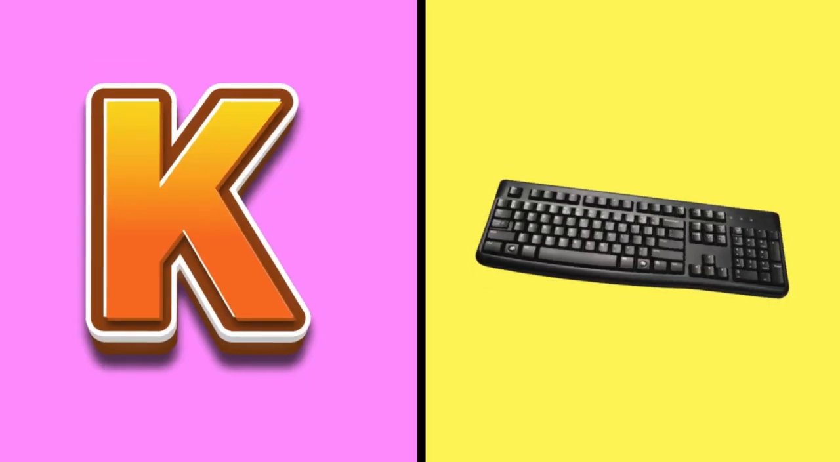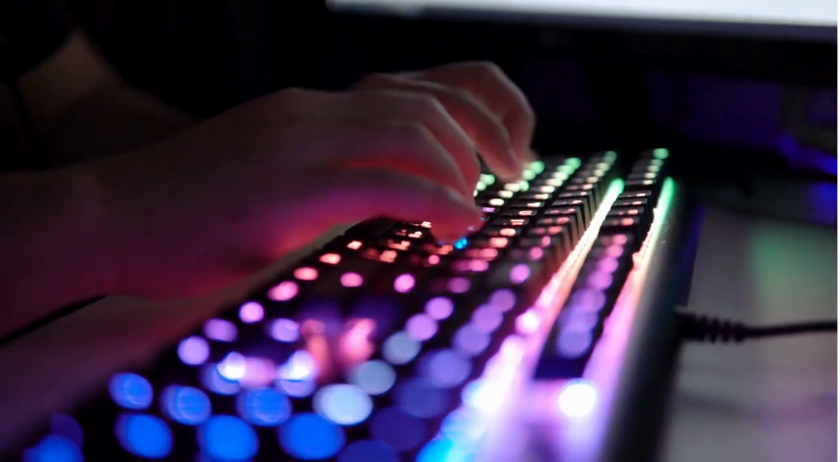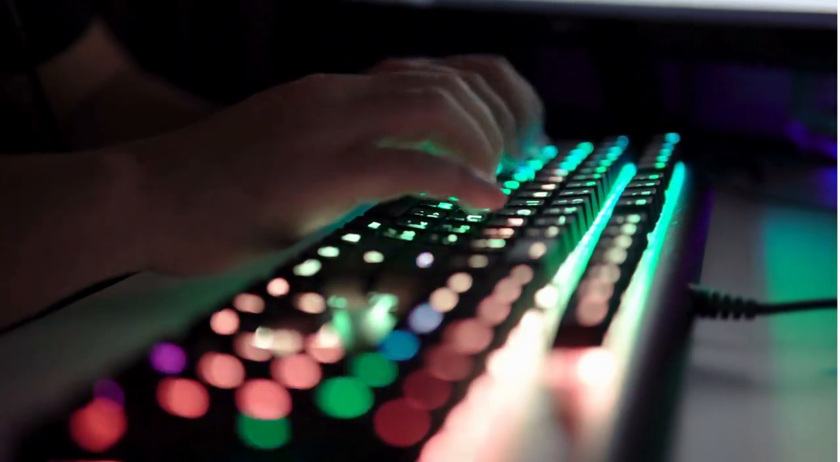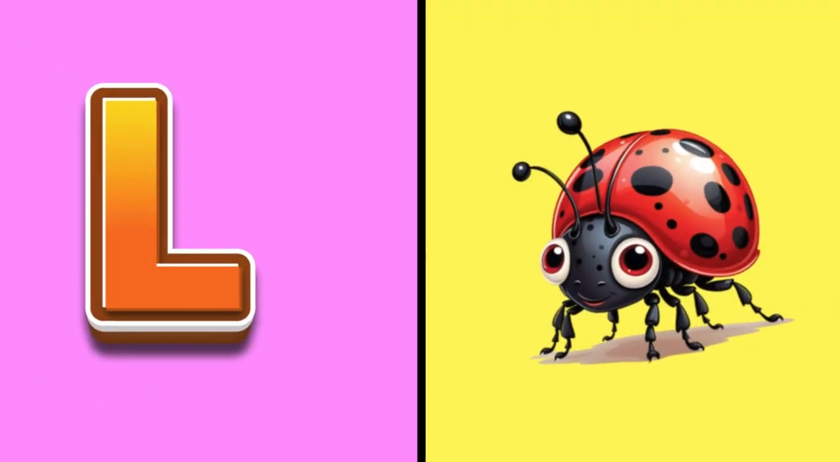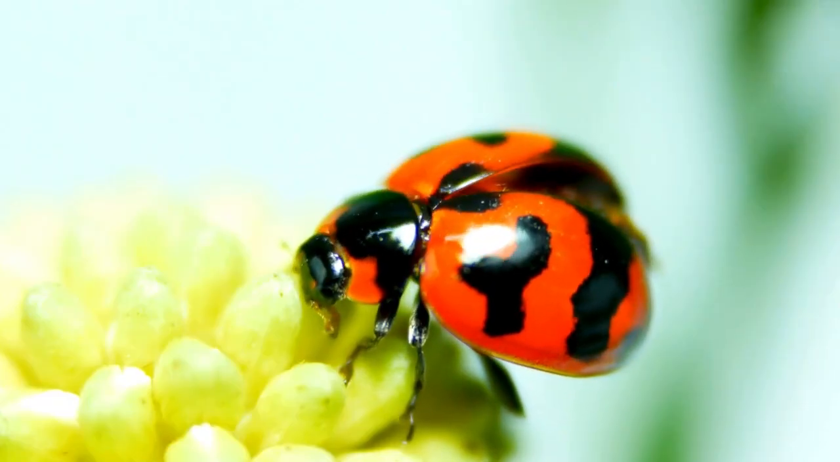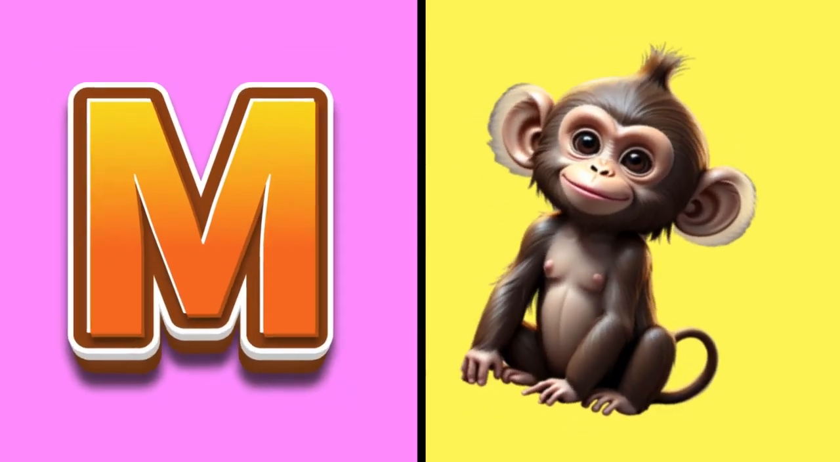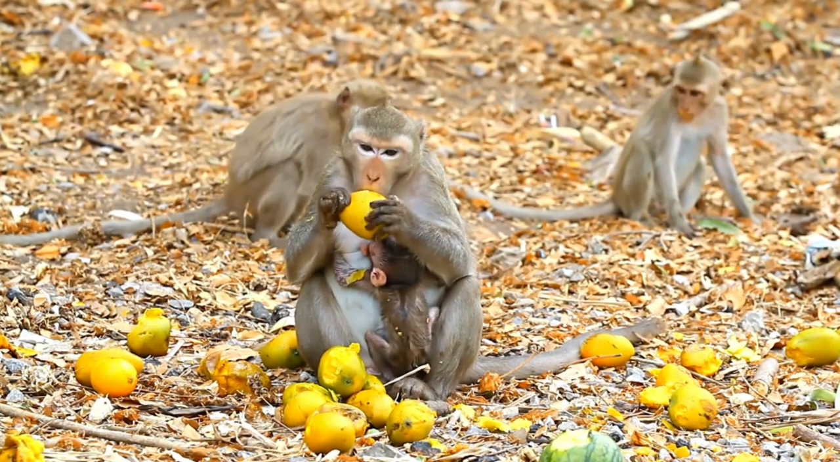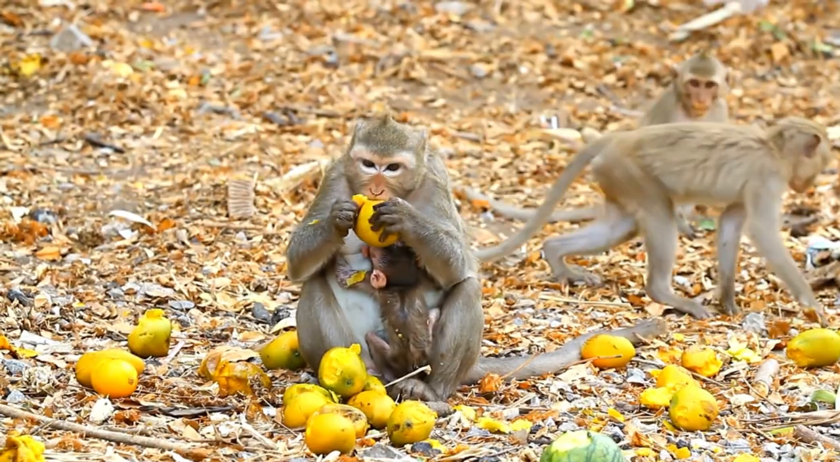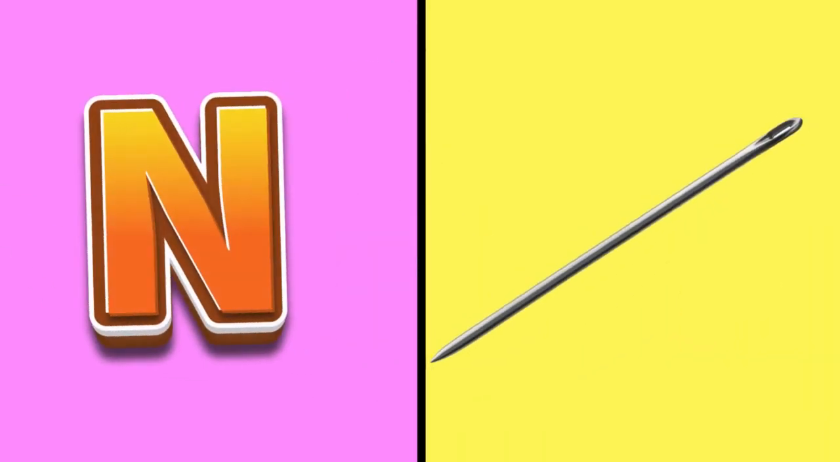K is for keyboard. K, keyboard. L is for ladybug. The ladybug. M is for monkey. Monkey.